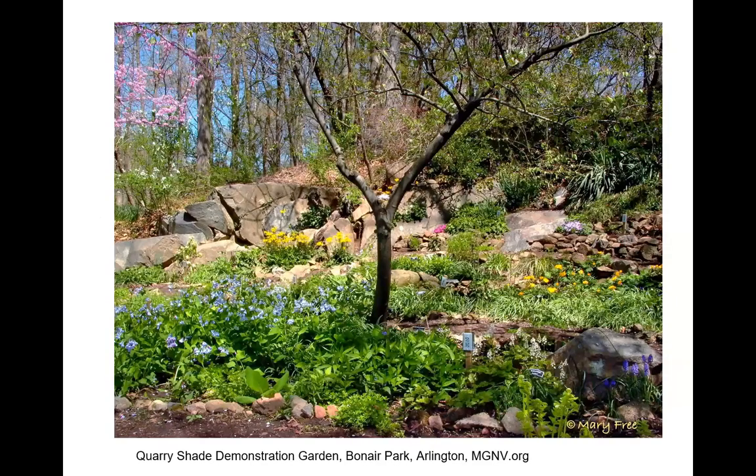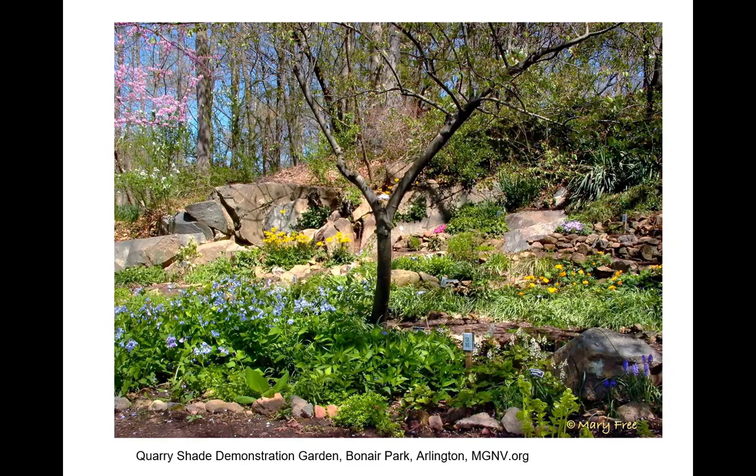This photo is of the Koi Shade Demonstration Garden. Again, it is another one of the Master Gardeners of Northern Virginia maintained demonstration and teaching gardens in Arlington. It is on the site of an old quarry, which is in Bon Air Park. I show this picture only to say this is a springtime picture with many ephemerals growing and flowering at that time, which then of course changed completely come summertime.